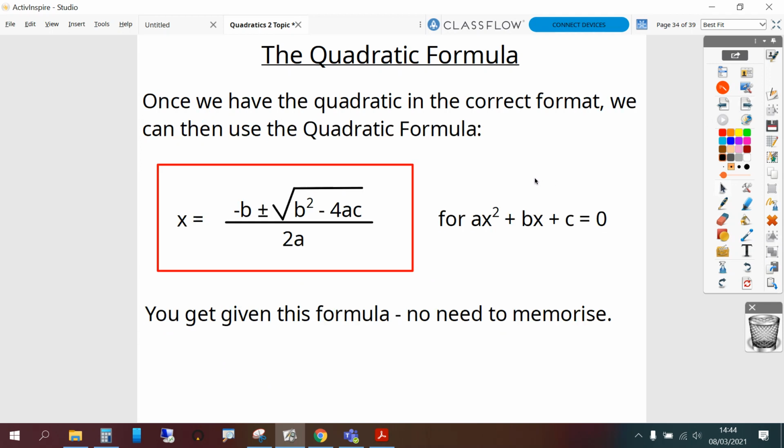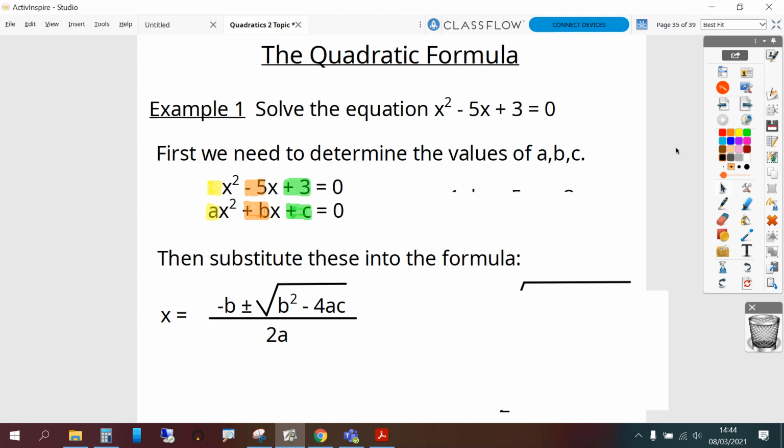Once we have the quadratic in the correct format, we can use the quadratic formula, which is x equals minus b plus or minus the square root of b squared minus 4ac all over 2a. Now you get given this formula, so there's no need to memorise it. So let's do two examples.